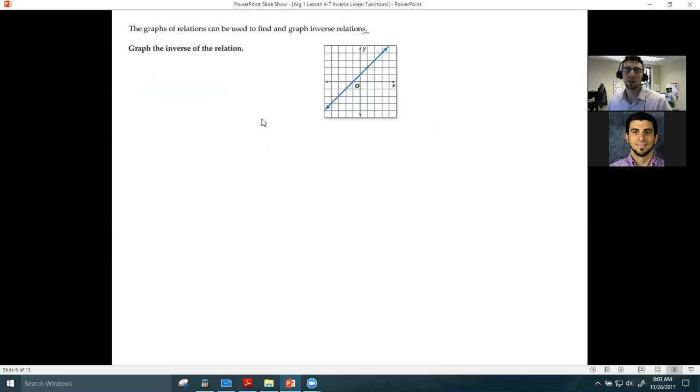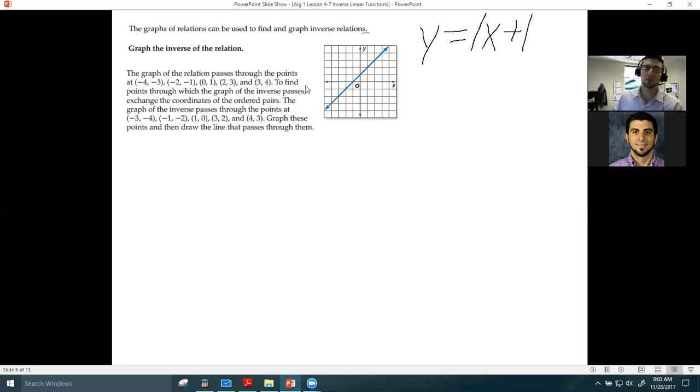So if I want to graph the inverse of this relation right here, it looks like a linear line. It has a y-intercept of 1, has a slope of up 1 over 1, so I know the equation of that line would be y equals 1x plus 1. Don't need to know that. I was just kind of reviewing that for your sake.